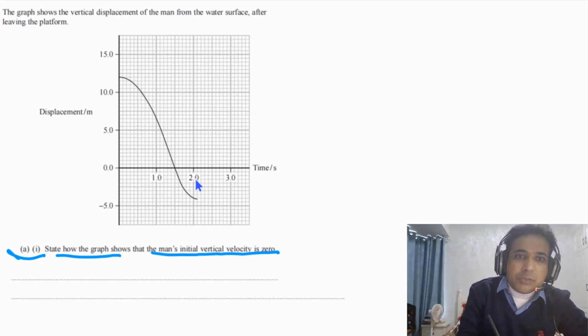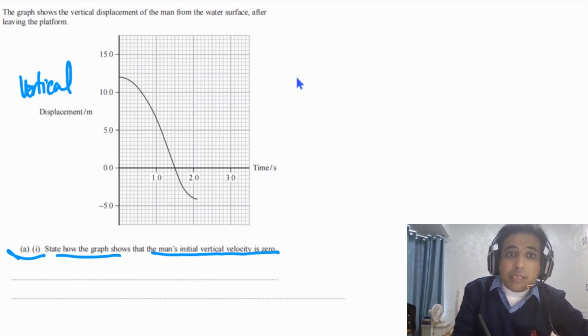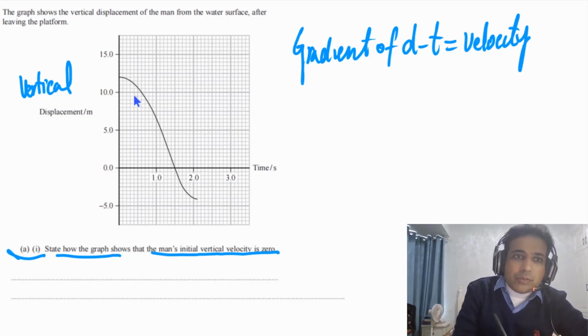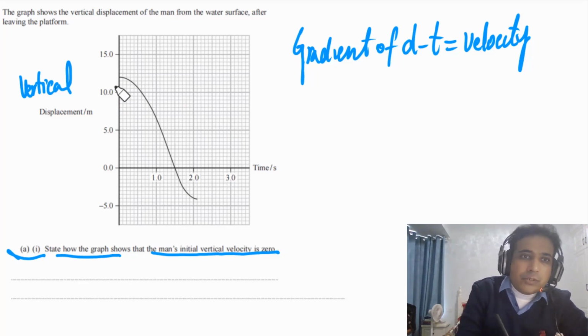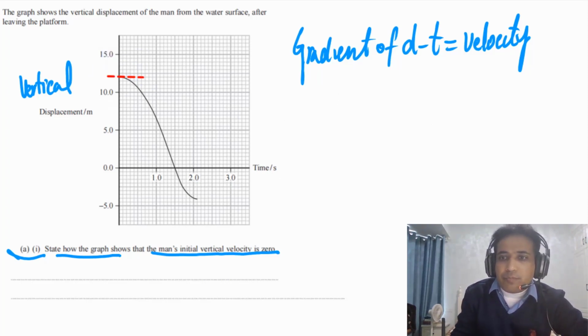So we have here a displacement against time graph, and this is a vertical displacement against time graph. We need to understand that the gradient of a displacement against time graph represents velocity. So simply we need to draw the tangent line and find the gradient. If we draw the tangent line here, the gradient of this tangent line is equal to 0.